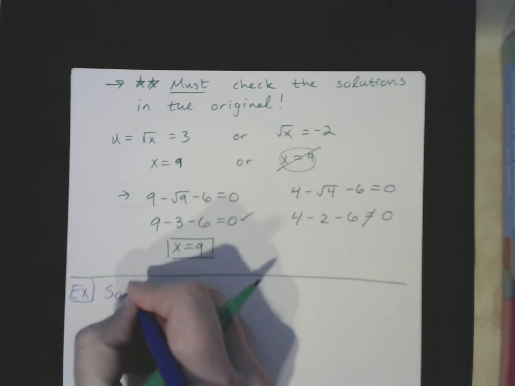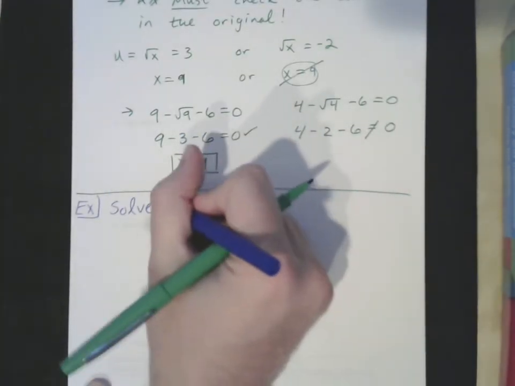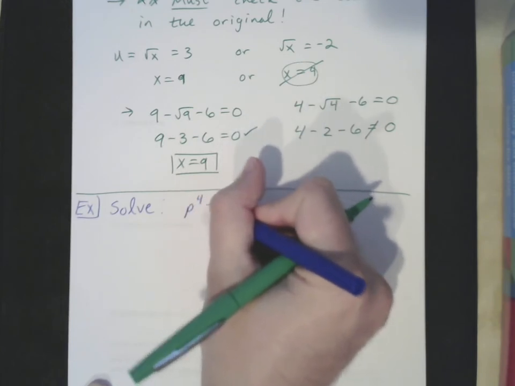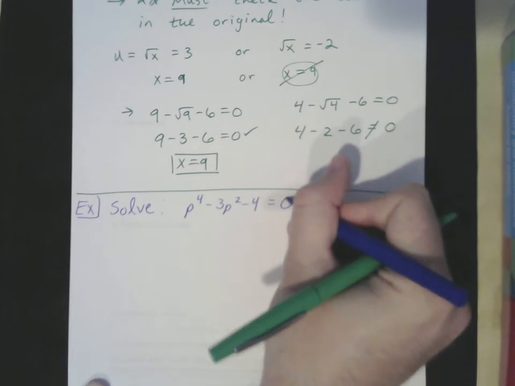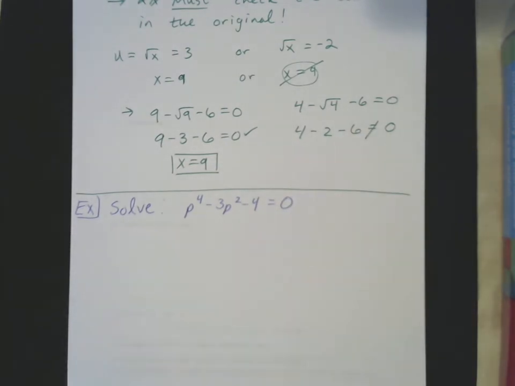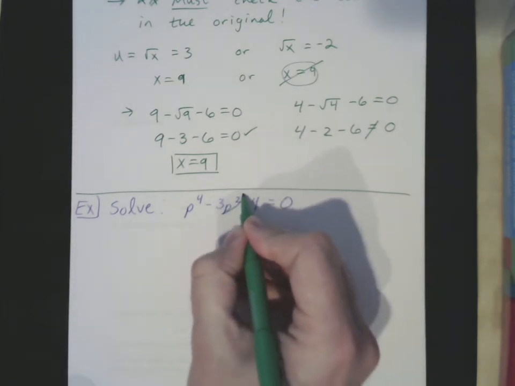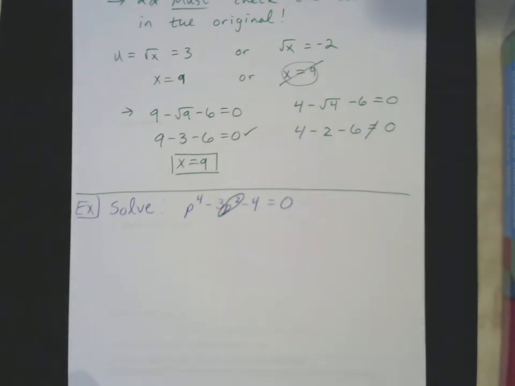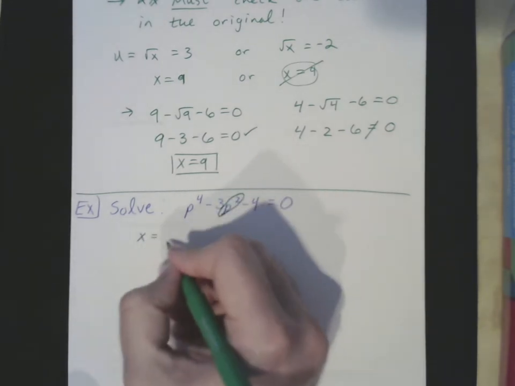So we are going to solve p to the 4th minus 3p squared minus 4 equals 0. Again, this is quadratic in nature, and you're always looking at this term to see if you have a quadratic in nature. So just pick whatever letter you want.